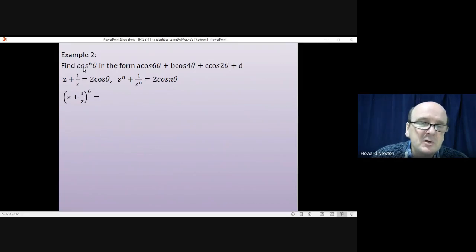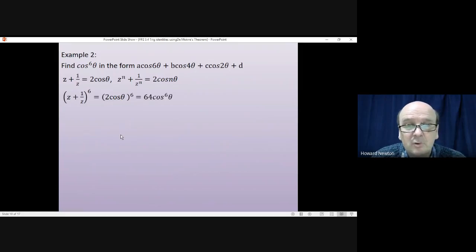Because we're finding cos to the power of 6 theta, what we will do is find Z plus 1 over Z to the power of 6. Now, Z plus 1 over Z is 2 cos theta, so that's 2 cos theta to the power of 6. And 2 to the power of 6 is 64, so that's 64 cos to the power of 6 theta.